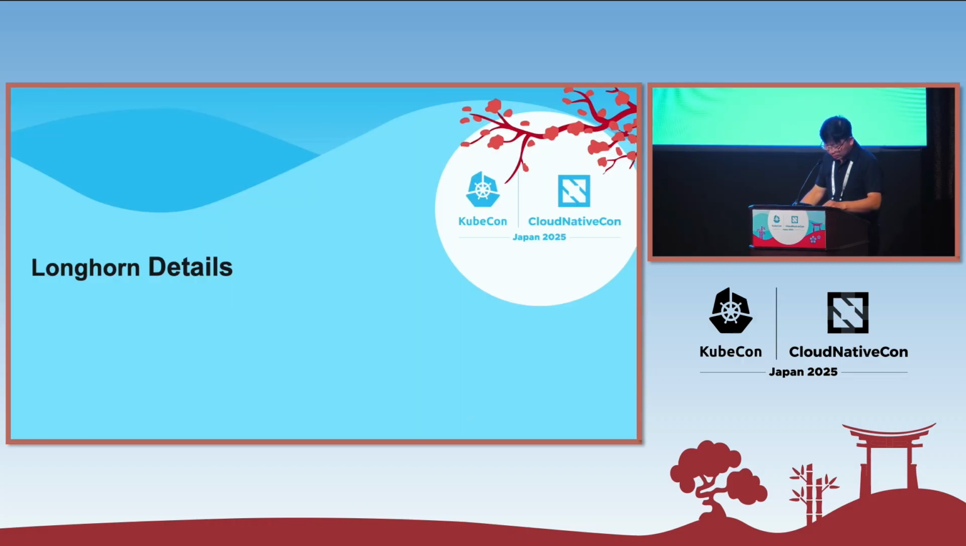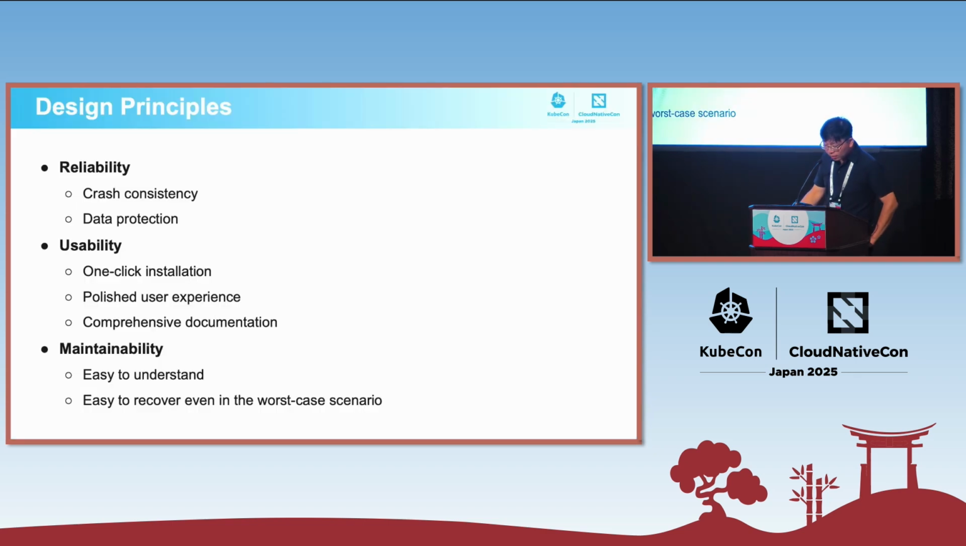Okay, and let's take a look at the Longhorn details. Before looking into the details, we can take a look at the design principle. Longhorn focuses on 3 points: reliability, usability, and maintainability. For the reliability, Longhorn is a crash consistency design. So if there is something wrong and your volume is somehow corrupted, you can expect Longhorn can help you recover or salvage the data without losing your data.